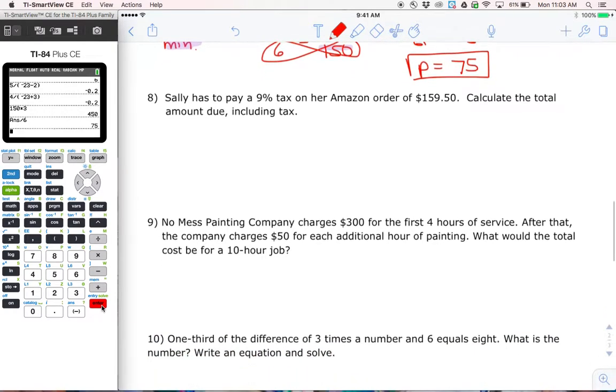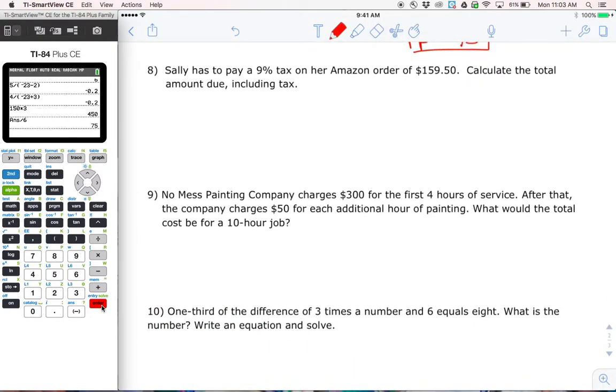Problem 8. Sally has to pay a 9% tax on her Amazon order of $159.50. Calculate the total amount due, including tax. Guys, hopefully this is a problem that makes sense to you. This is one that you'll be using in real life. So we've got $159.50 as our purchase, and we're going to add tax. So you just have to know how to calculate the tax.